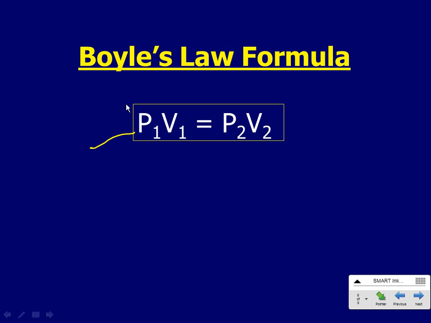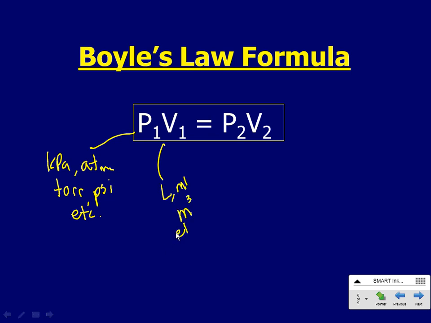So in this equation, because it's a ratio, pressure could be in kilopascals, but pressure could also be in atmospheres. Doesn't matter. They could be in torr, they could be in psi, etc. They can be any pressure unit. Same with the volume. We're not locked into any volume units here. They can be liters, they can be milliliters, they could be meters cubed, etc. The main thing is that the units must be the same.